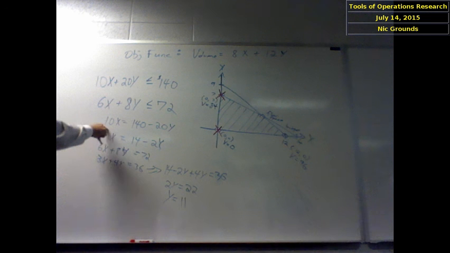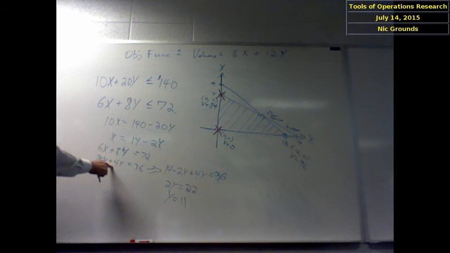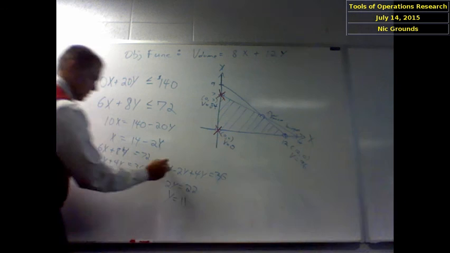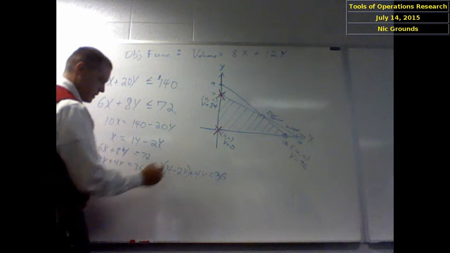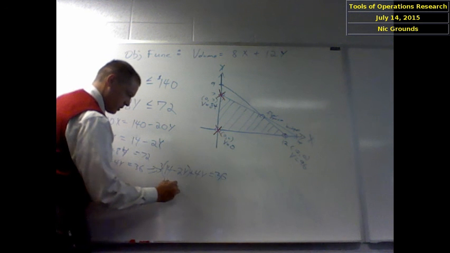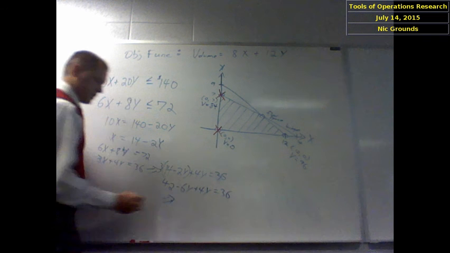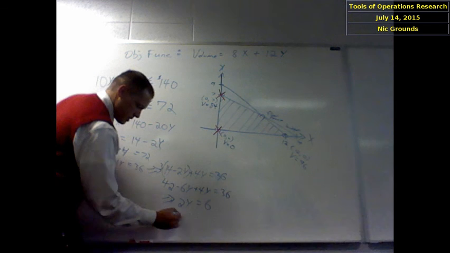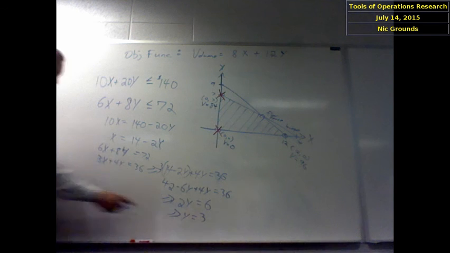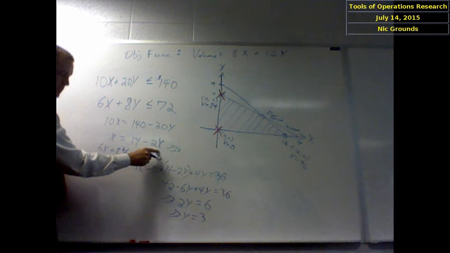Make sure we did that right. Oh, I'm sorry. This was 3 times that. Which means 3 times 14 is 42, minus 6y plus 4y equals 36, which means 2y equals 6, which means y equals 3. And if y equals 3, then x being 14 minus 2y is 14 minus 6, which would be 8.